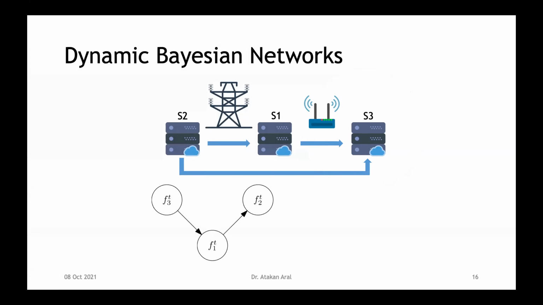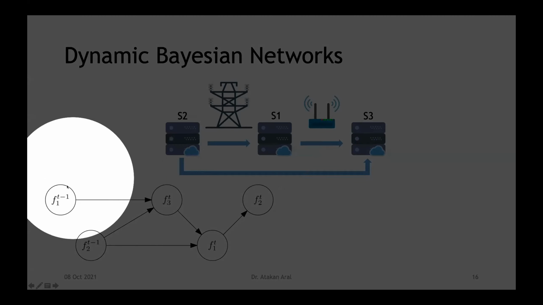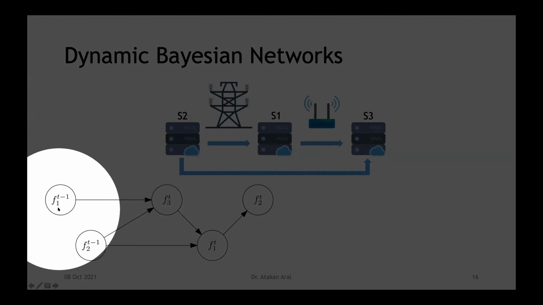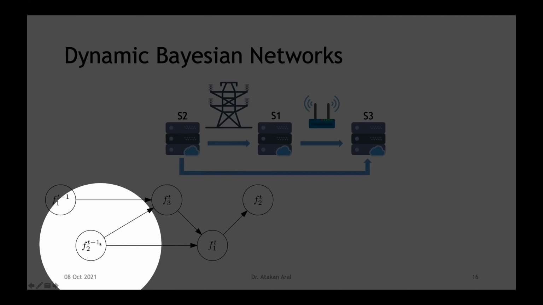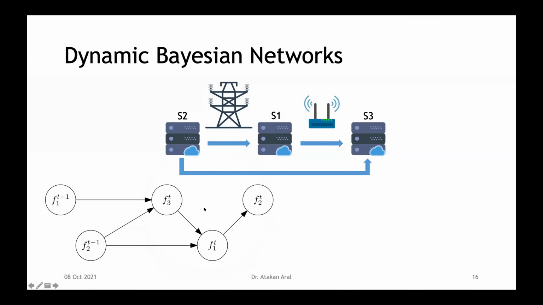So in addition to these 2 dependencies, we now have 3 more dependencies, which are in different time steps. So we have the failure of node 1 at time t minus 1, which affects a failure at node 3 at time t, so 1 time step later. Similarly, F2 affects F3 and F1 in the next timestamp, which are shown by these workload redistribution arrows. So we have a graph that shows not only the dependencies, but also the timing of these dependencies.